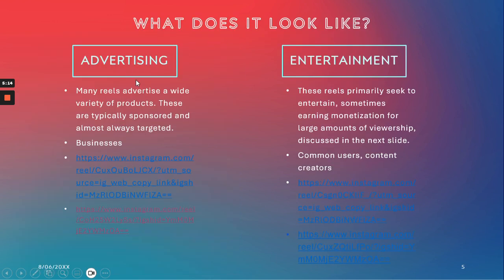So what does it look like? For advertising, many reels will advertise a wide variety of products. These are typically sponsored and almost always targeted. Businesses are your main advocates of these. And I'm going to show you two examples here.